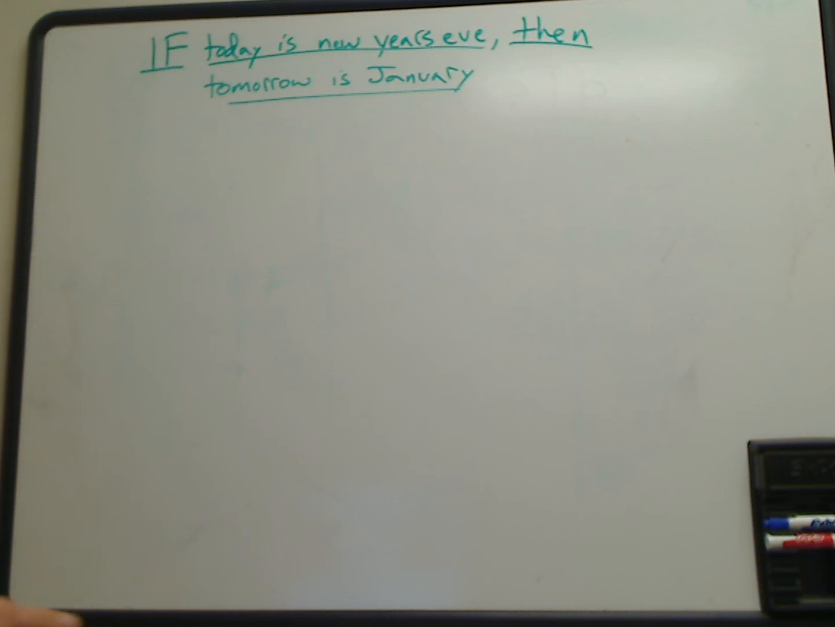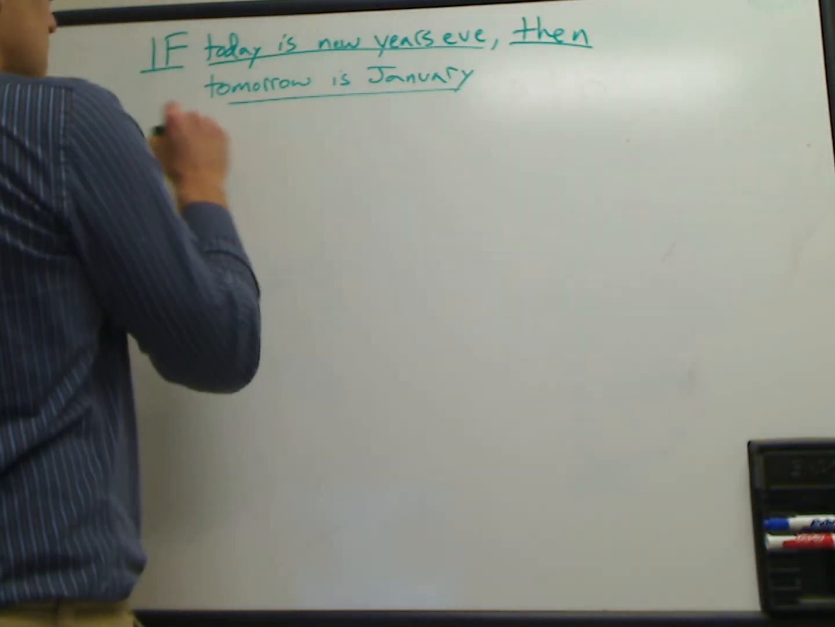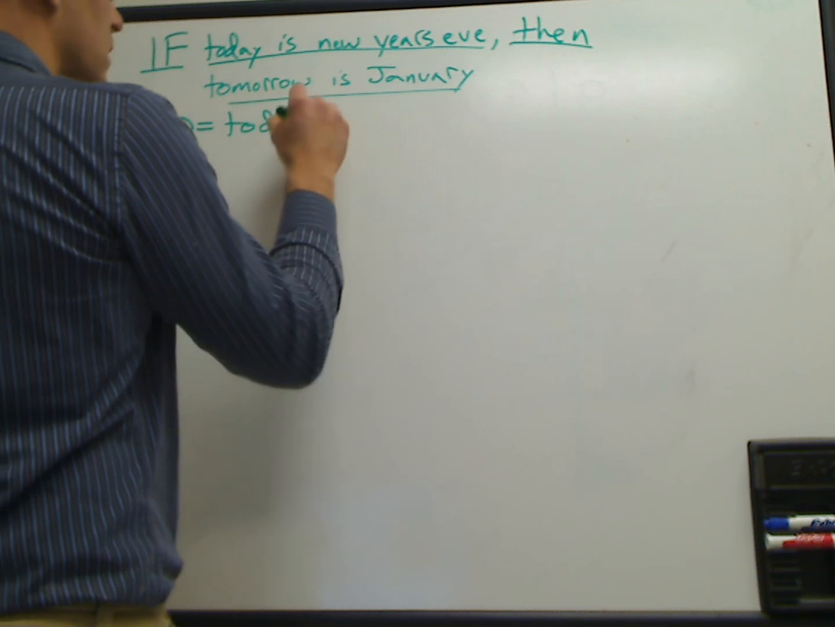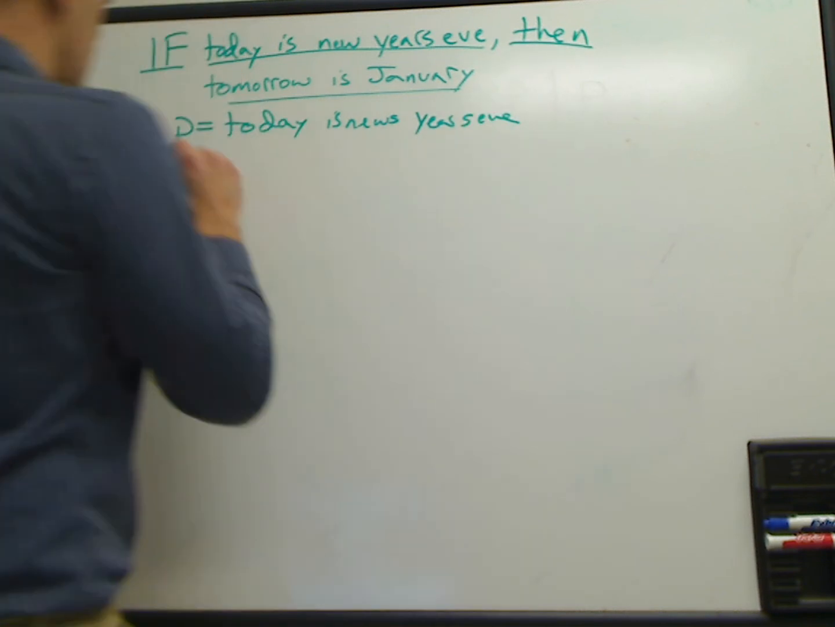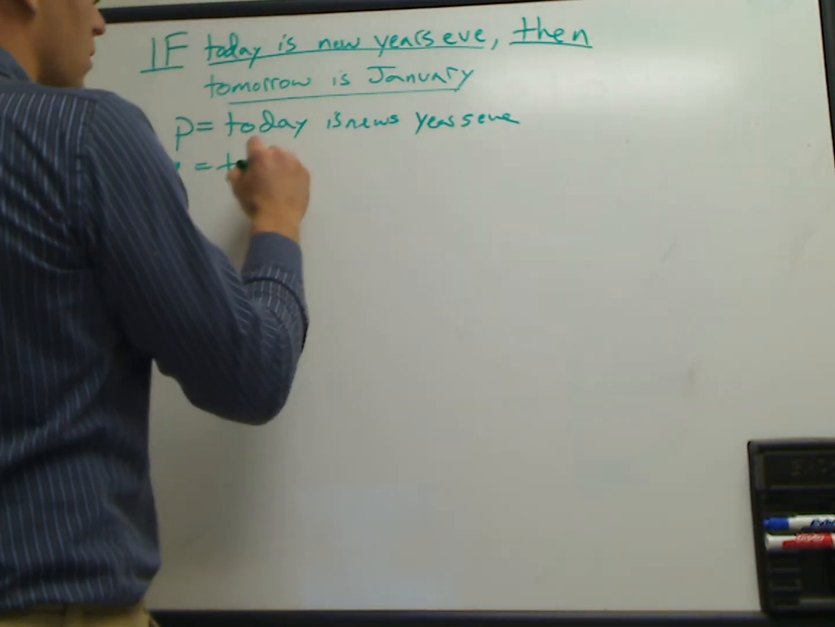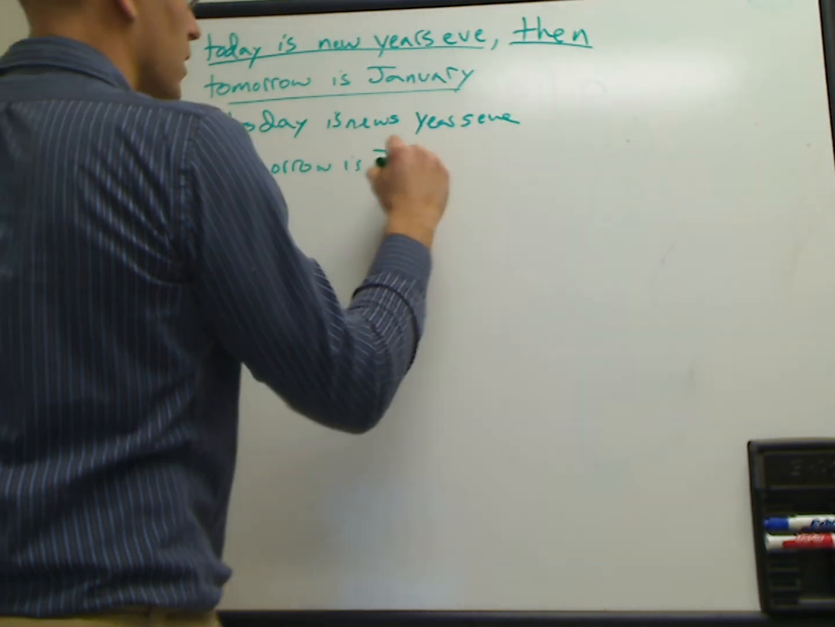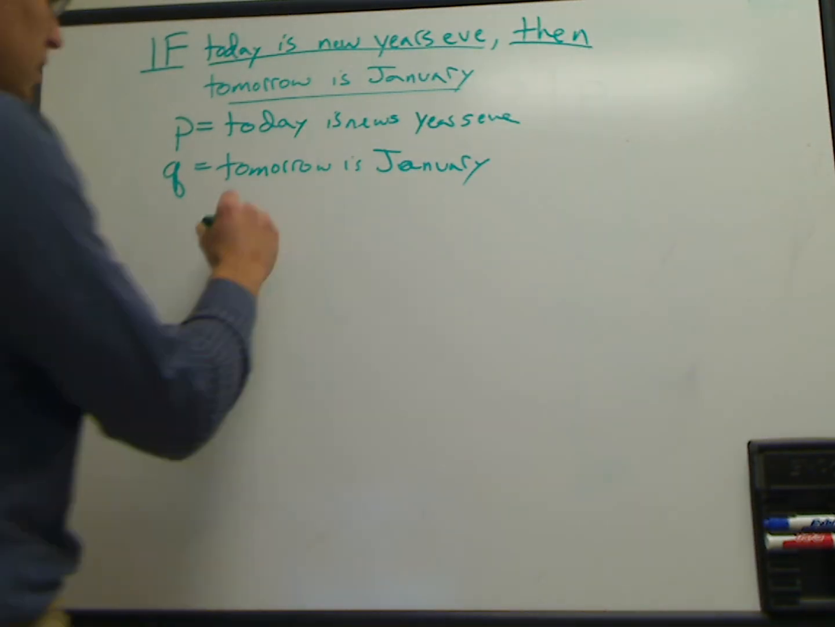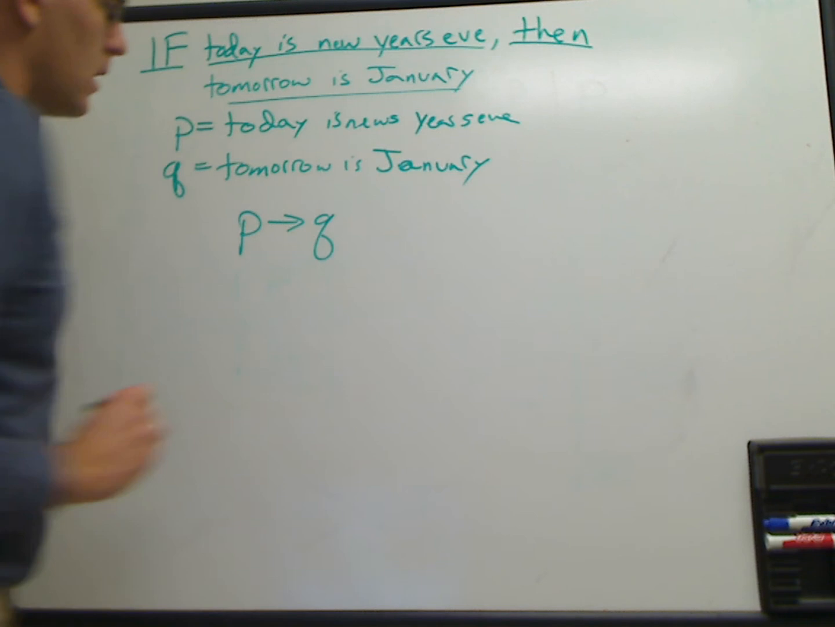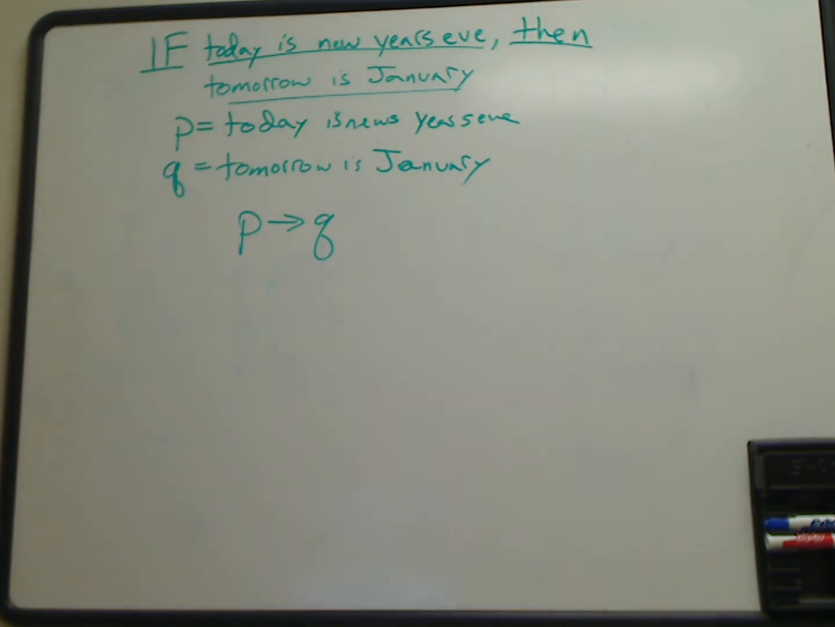And because of that, we can rewrite this where P is equal to today is New Year's Eve, and Q is equal to tomorrow is January. And because it's a conditional statement, we can use the notation shown here: P implies Q. So now that we have P and Q assigned, we can say that P implies Q is an equivalent statement to the statement at the top: if today is New Year's Eve, then tomorrow is January.